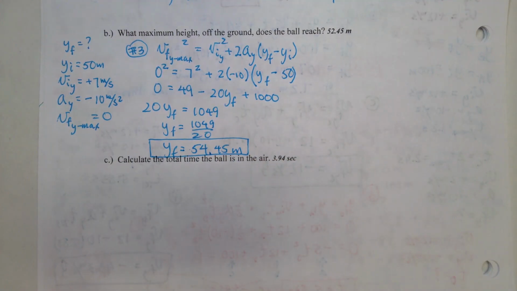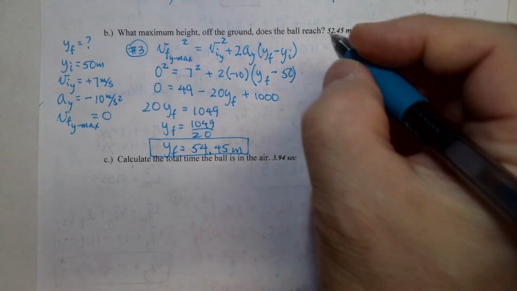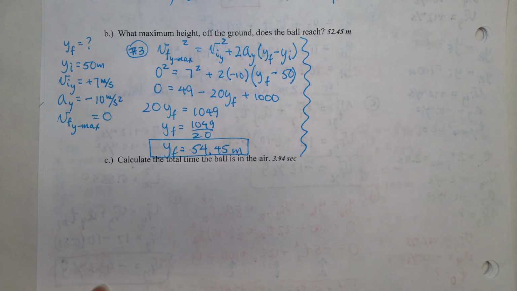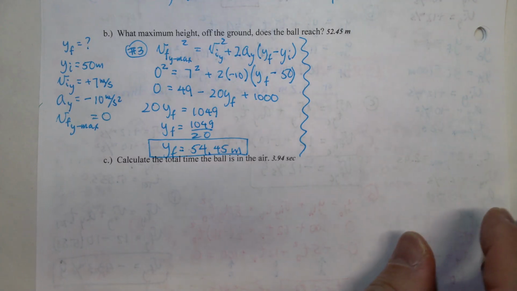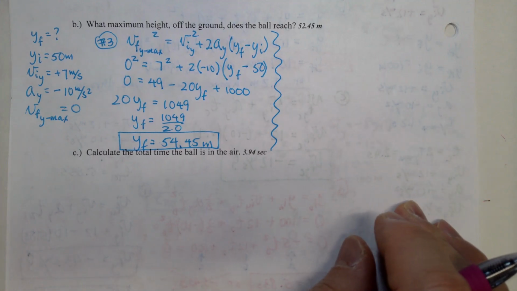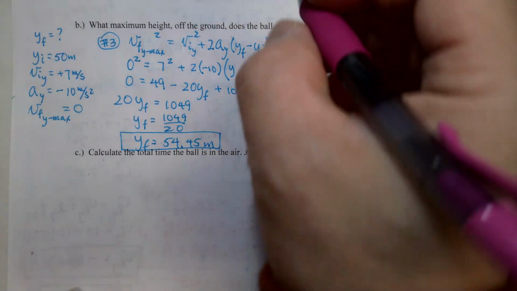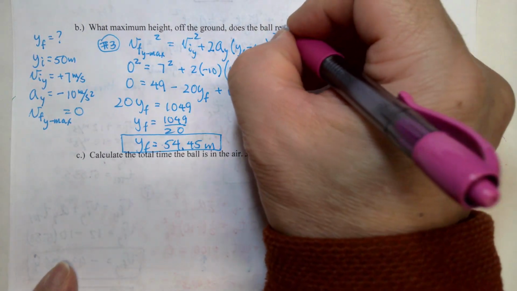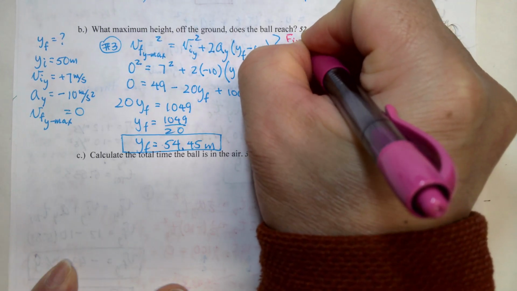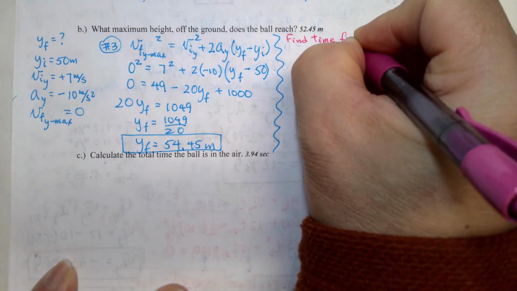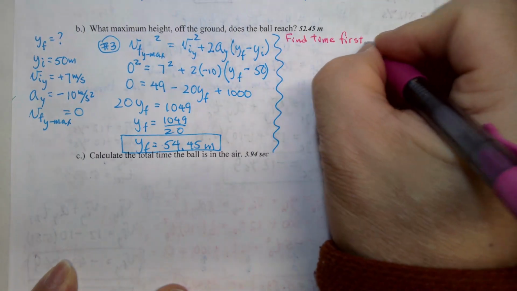That's one way of solving it. Now some people may say, what if we find time first and then use that time to figure out what that position is? Yeah, you could do that. So this is an alternative way. You could find time first. So how do we do that?